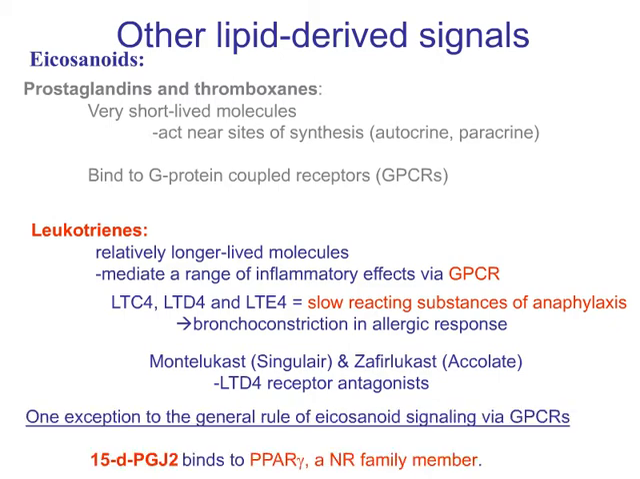There is one known eicosanoid that does not signal through G-protein coupled receptors, and that is 15d-PGJ2, which binds to a nuclear receptor superfamily member, PPAR gamma.